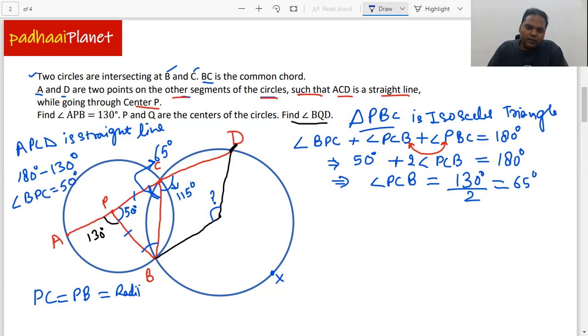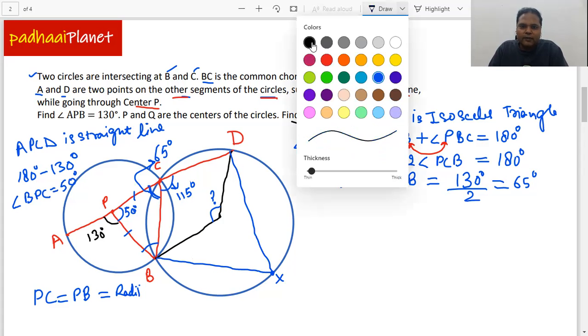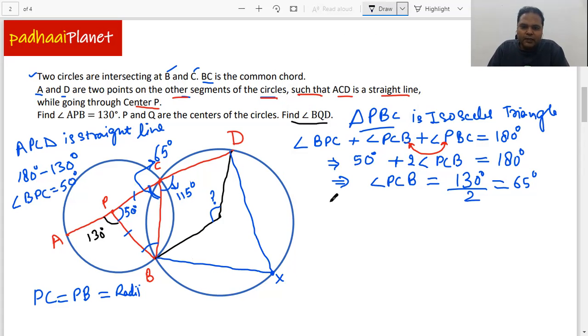Now, we will just make a point here and say that is X. And now let's connect D with X, and then I'm connecting B with X. So if we clearly observe, we will see that BCDX is a cyclic quadrilateral. So that's a cyclic quadrilateral.